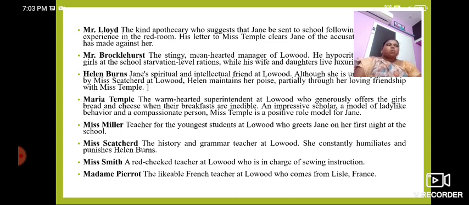Miss Scatcherd, the history and grammar teacher at Lowood, constantly humiliates and punishes Helen Burns. Miss Smith, a red-cheeked teacher at Lowood, who is in charge of sewing instruction. Madame Pierrot, the likable French teacher at Lowood, who comes from Lisieux, France.